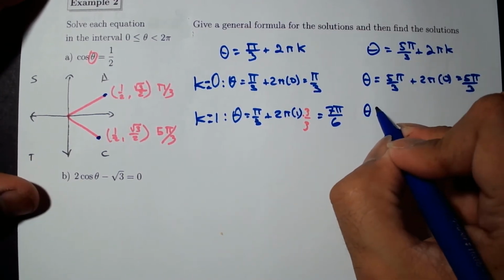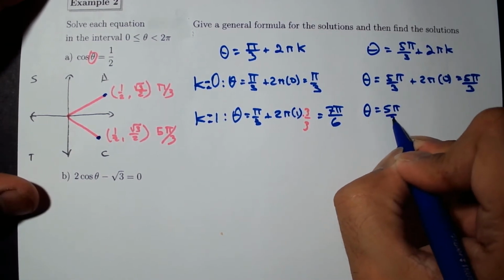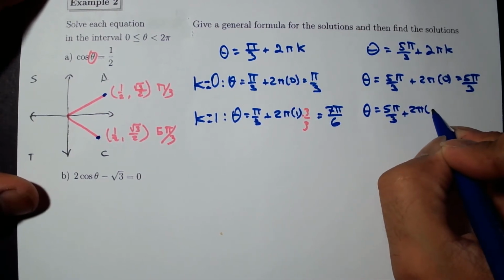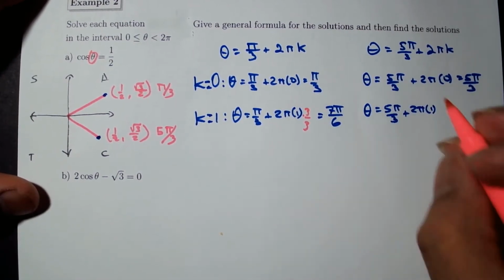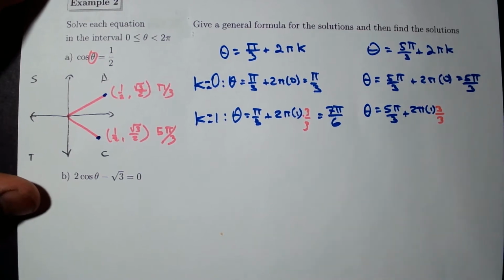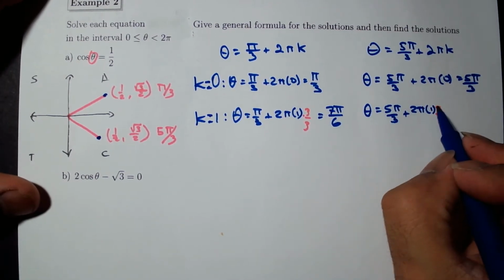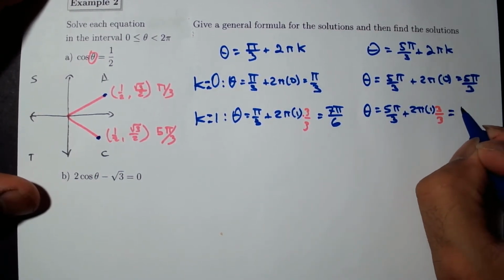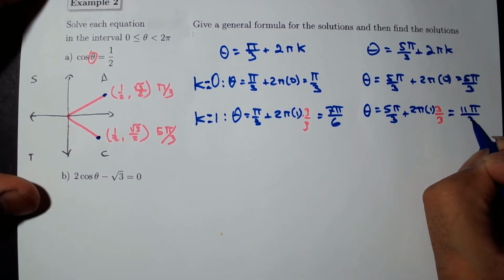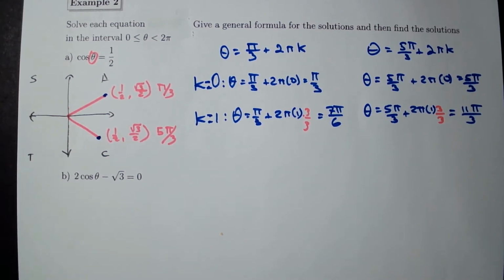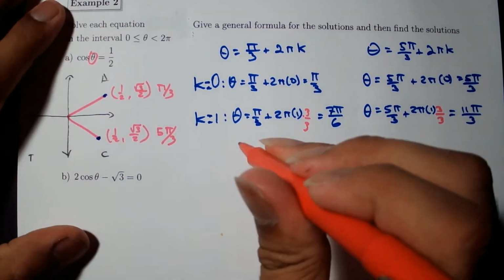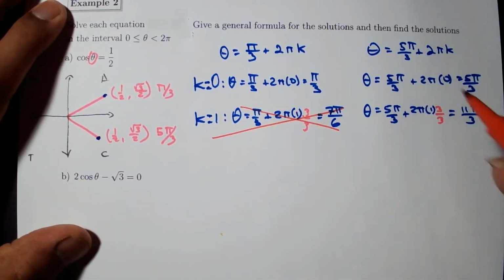On the other hand, 5 pi over 3 plus 2 pi times 1, and then 3 over 3. Well, I need 3 times 2, that's 6, plus 5, that's 11 pi over 3. But in this case, this is what's going to happen. I'm going to disregard these two solutions.